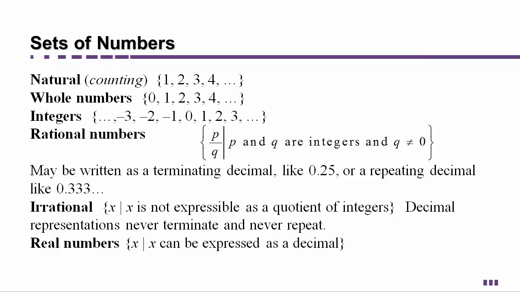They're basically just the positive integers. Now, the whole numbers are just the natural numbers plus 0. That's all you're doing, you're adding 0 into that set of things. Then the integers, you're just adding in all the negative numbers, right?